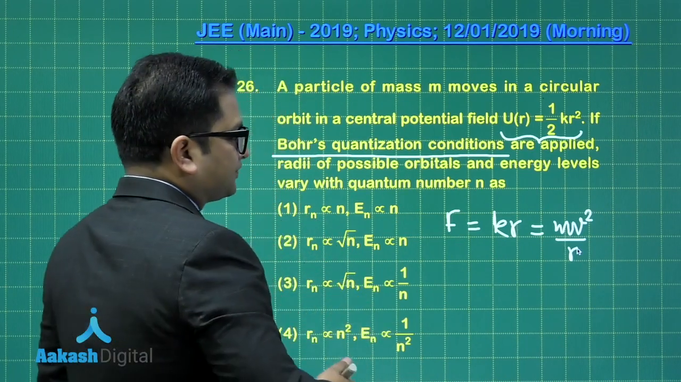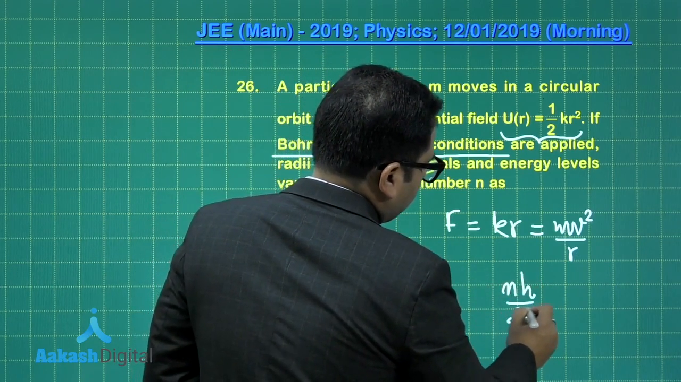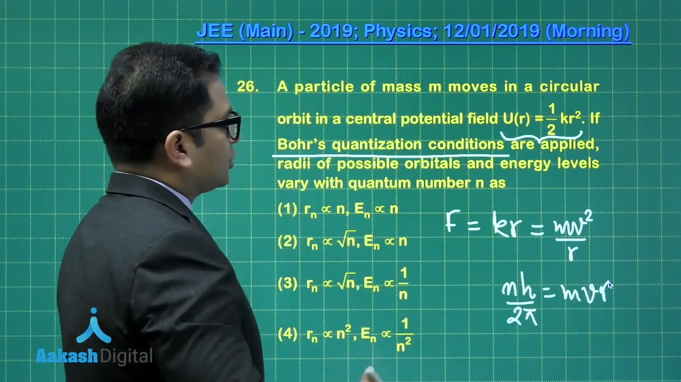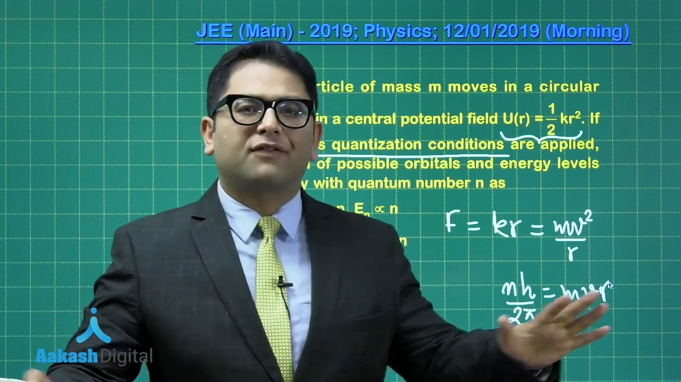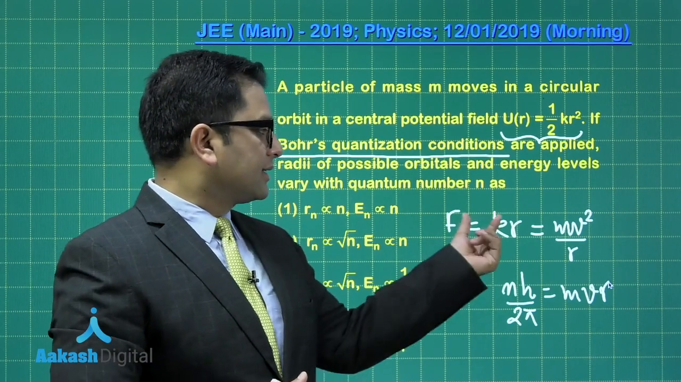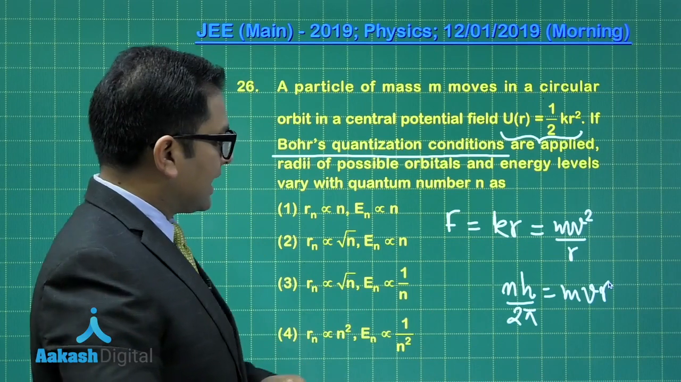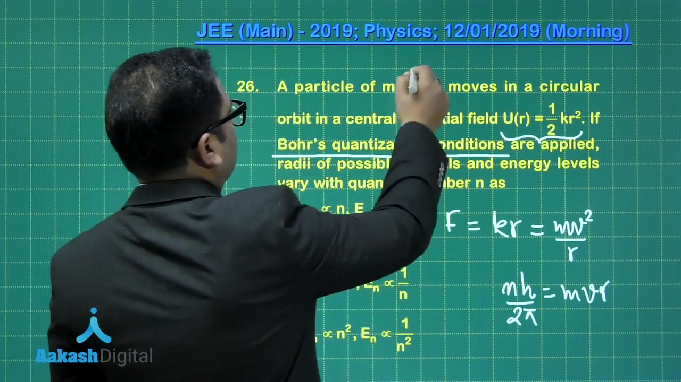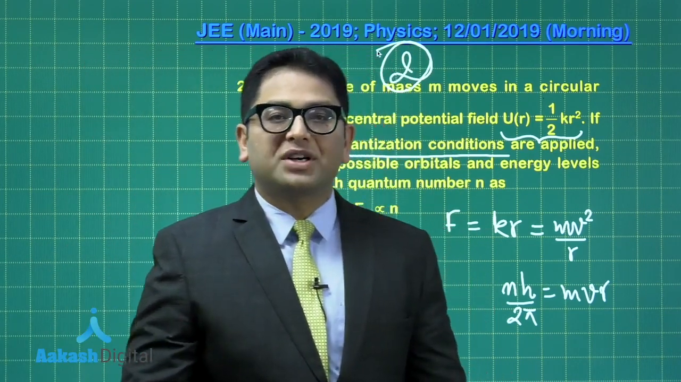And after that, nh by 2 pi is mvr, the quantization principle. Now these are the two equations. You can solve for r and v. It's no different than the regular standard derivation, only for the difference that this time the force has become this much. You solve these things and you calculate the radius and the energy part. Option number 2 is going to be the correct one. Fine. Now let's move to question number 27.